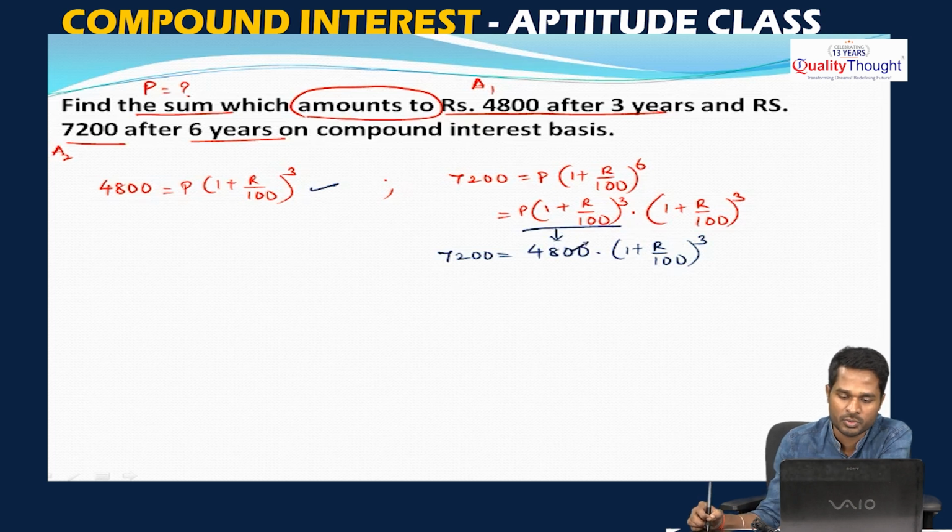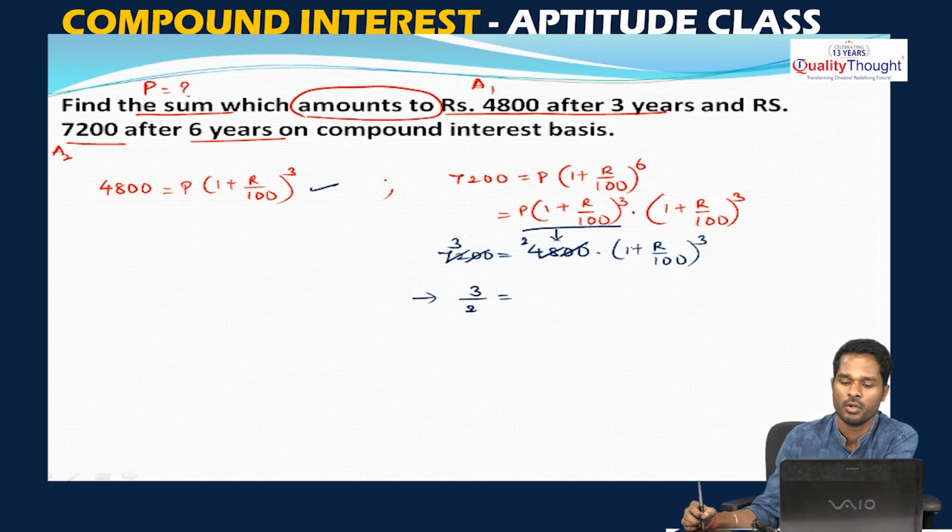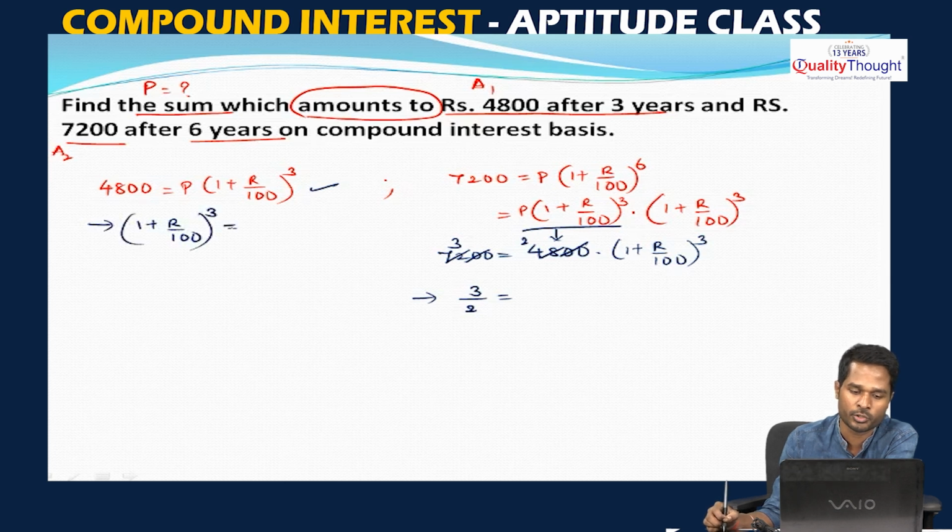So cancel this. These are 2 zeros, I will cancel. 24 2s are 48, 24 3s are 72. Now check it here, this is 3 by 2 equals (1 plus r by 100) whole cube. See, from the earlier equation I can write (1 plus r by 100) whole cube is 4800 by P.